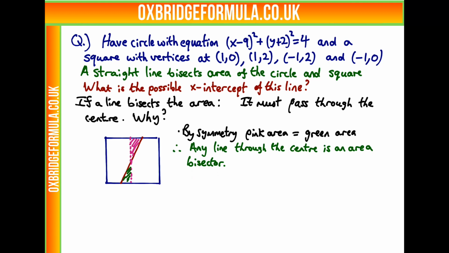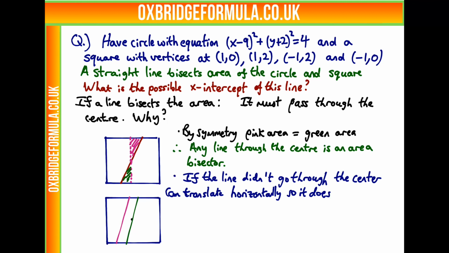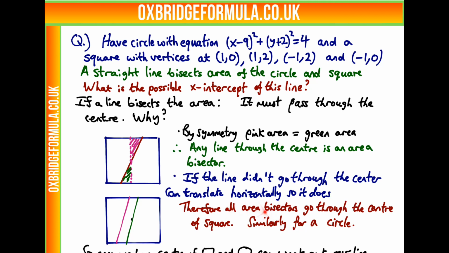But now, can a line not going through the centre be an area bisector? Let's consider this example. This obviously doesn't look true, but how can you prove this generally? If you've got a line not going through the centre, you can move it sideways to a line that does go through the centre. By moving it, we're redistributing the area on the left-hand side of the line to the right-hand side. But we know that this green line does bisect it, and therefore this pink line can't bisect it. Therefore, all area bisectors must go through the centre of the square, and we can do the same thing for a circle. So now we know that this straight line must go through the centres, and that uniquely determines our straight line, as there's only one line going through two points.